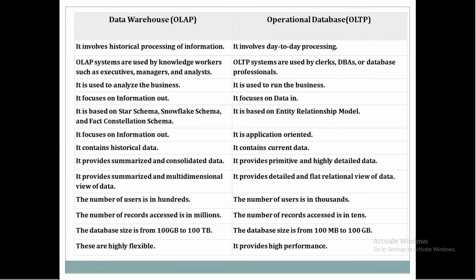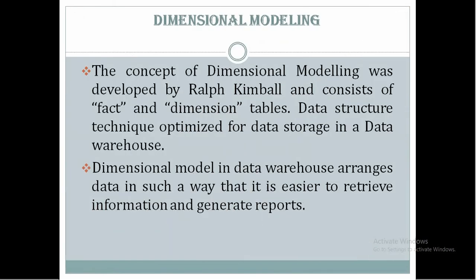In OLAP, the number of users is in hundreds and in case of OLTP, number of users is in thousands. In OLAP, number of records accessed is in millions, and in case of OLTP, the number of records accessed is in tens. The database size in case of OLAP is 100 gigabyte to 100 terabyte, and in OLTP, database size is from 100 megabyte to 100 gigabyte. OLAP is highly flexible and OLTP provides high performance.